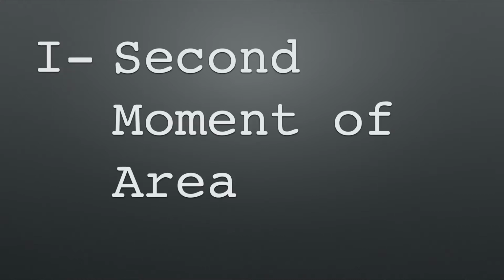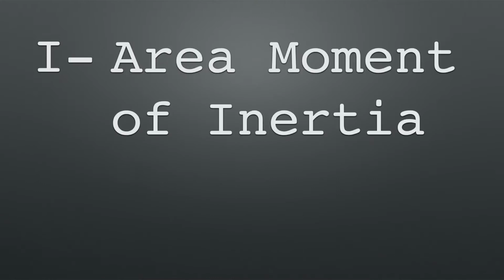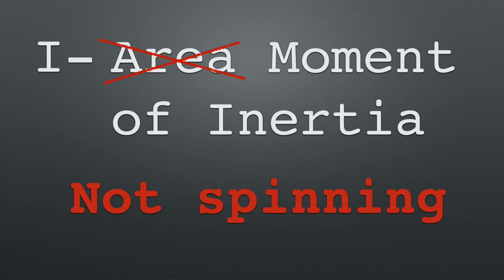The property that tells you how much an object will bend is represented by the letter I. It is called the second moment of area, or the area moment of inertia. Frequently, we just reduce this and call it the moment of inertia.